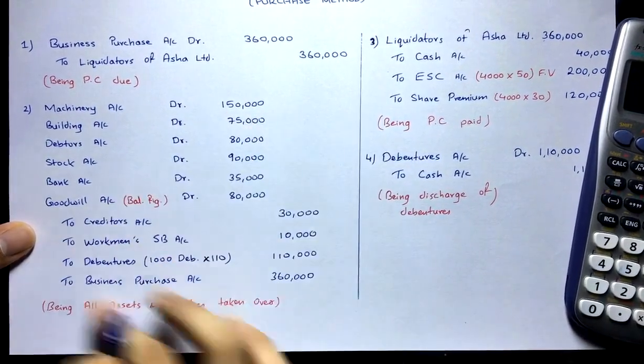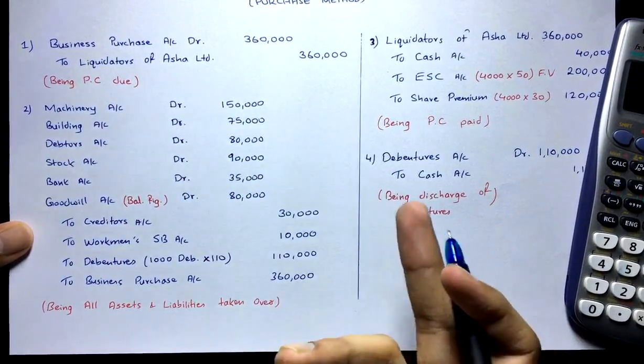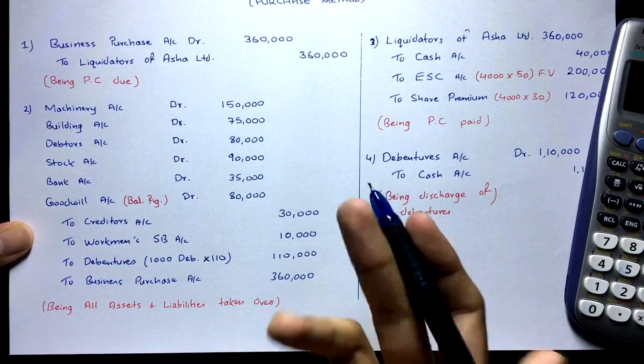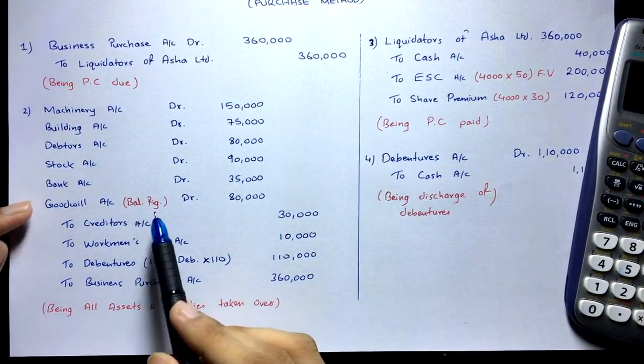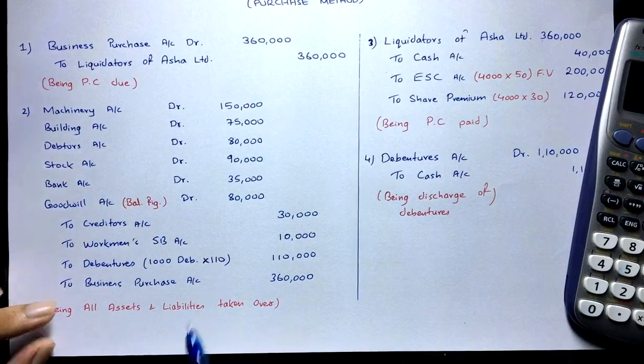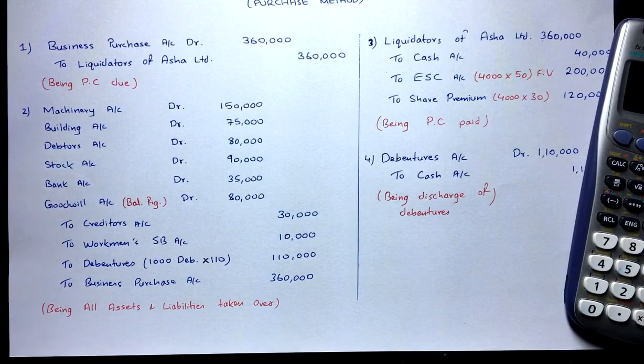Okay, so this is the entry, simple entry, right? You have to take whatever assets or liabilities that have been taken over at the agreed values, but if agreed values are not there, you have to take the book values and balancing figure. If it comes on debit side, goodwill. If it comes on credit side, capital reserve, and you have to cancel the business purchase account also. Yes, that's it, the second entry.